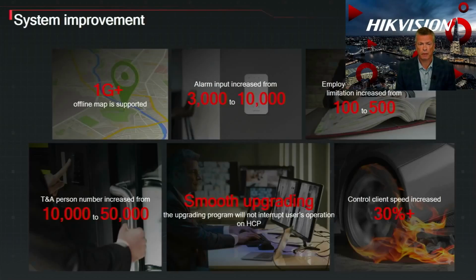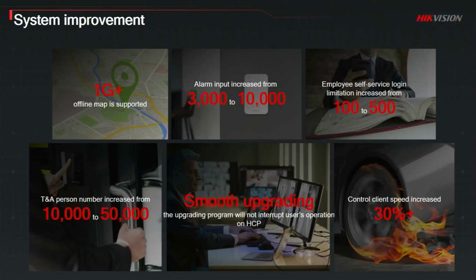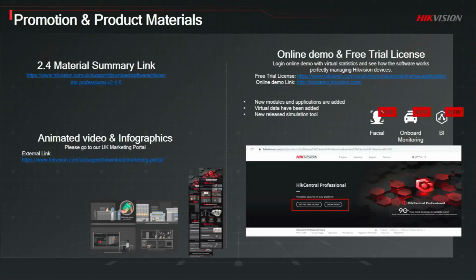System improvements. The main improvement is the control client running much faster and smoother. Upgrading will now no longer require the operation to be stopped, so it can be done during normal working hours. Promotion and product materials. Now we've got a marketing portal for information to share with your potential clients, so they can request, or you can request, free trial licenses, and they're available on the website.